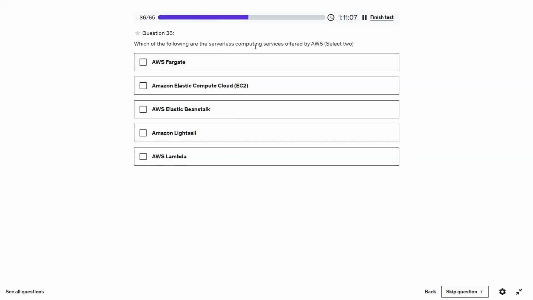Which of the following are serverless? So what are the serverless ones? Lambda is serverless. Fargate is serverless, EC2 is a server. Beanstalk is a one-stop portal, so Beanstalk is also not serverless. It is automatic, but at the back end it will spin up some instances.